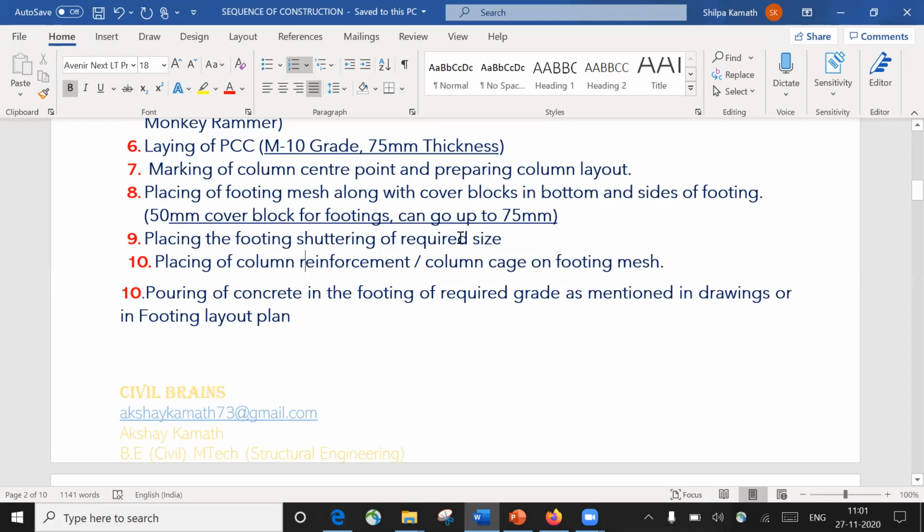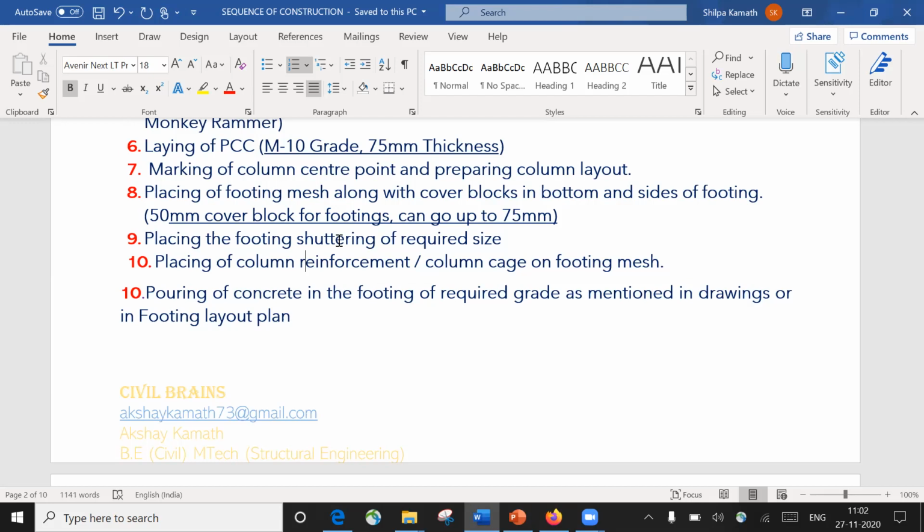Once that is done, next is placing of column reinforcement, the column cage, on the footing mesh, right? So this should have come first, I guess. Yeah, this should have come first, followed by this. It's not an issue. When you're placing the footing mesh and column reinforcement, those will be put up together. It's not that the footing mesh will be put first, then you pour the concrete, and after that you keep the column reinforcement.